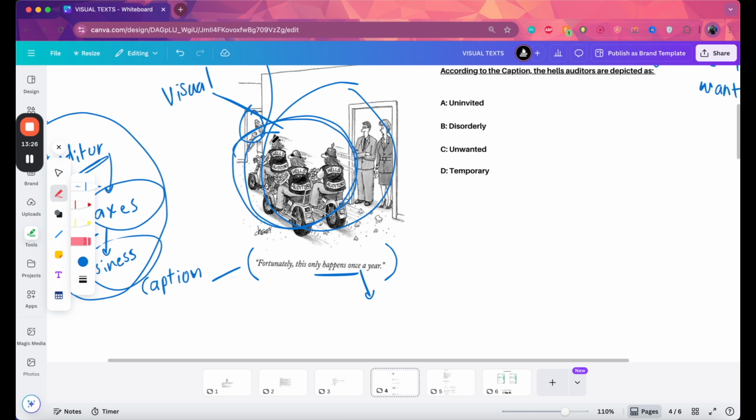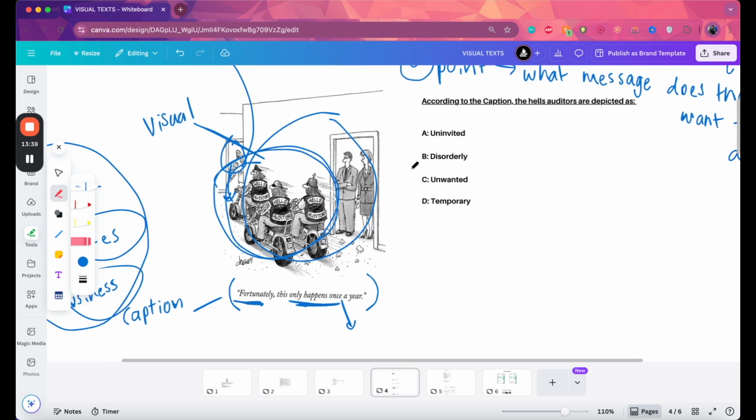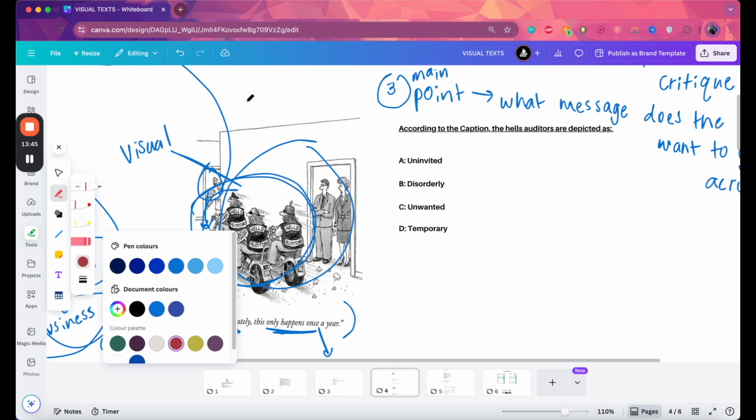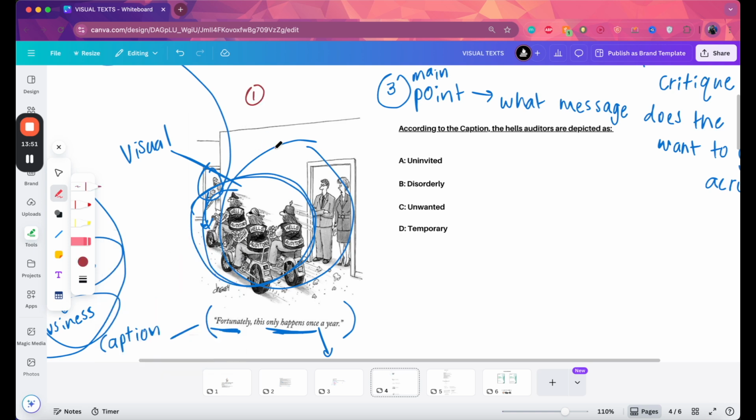You can see that people here are distracted looking at these motorcycle riders, and people are saying that fortunately this only happens once a year, suggesting that they don't want this to happen any more than it really should. So that's the first part. The first bit is you look at the cartoon, you break down the visual aspects, and you break down the text-based aspects.